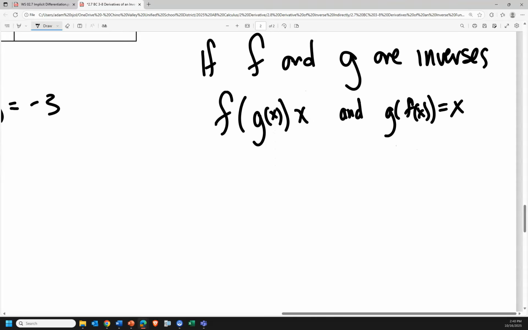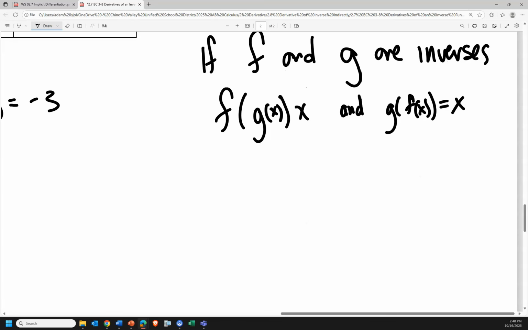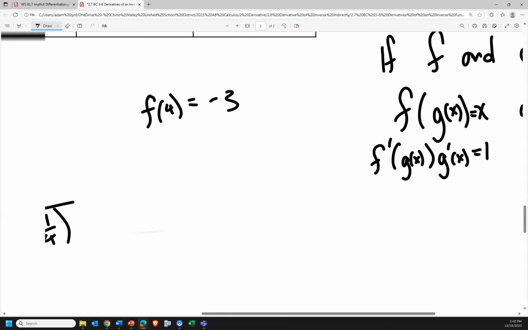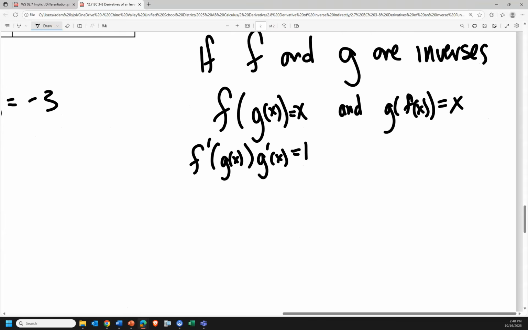So you can actually take the derivative of either one of these. You'll get the same information, that f and g have derivatives that are reciprocal. So on the left, the derivative of f is f prime of something. That something is g, which has a rate of change of g prime. The derivative of x is 1. So we're trying to find f prime of 4. We'll leave f prime on the left, divide both sides by g prime of x.